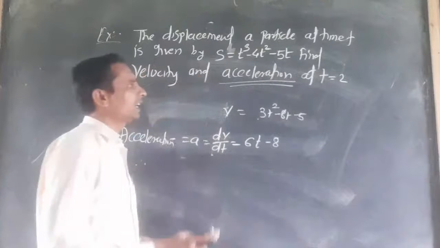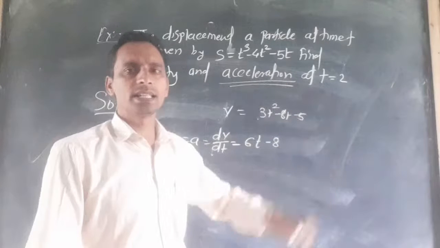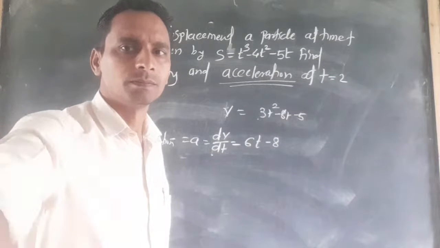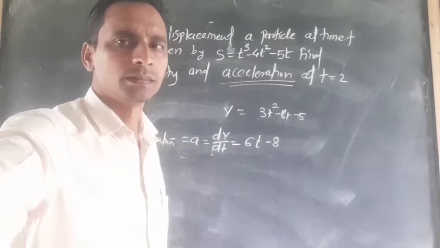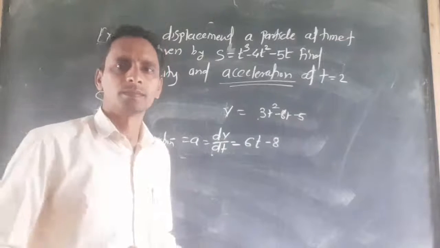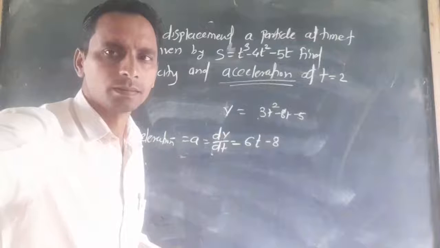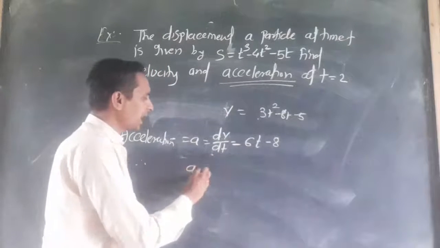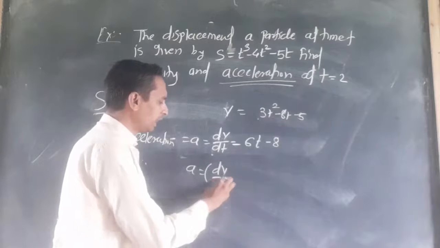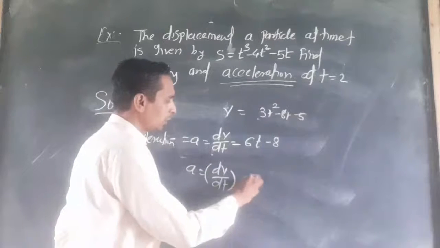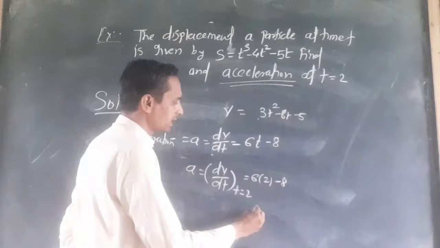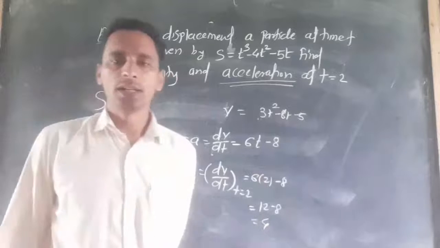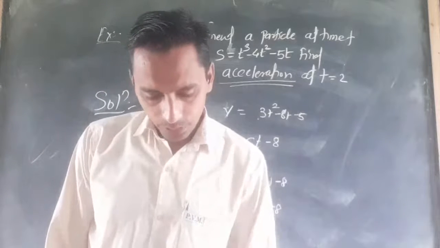Friends, we have to find the acceleration at time t is equal to 2. dv by dt at t is equal to 2 is equal to 6 into 2 minus 8. 6 2s are 12 minus 8. Acceleration is 4 units. Now friends, next example.